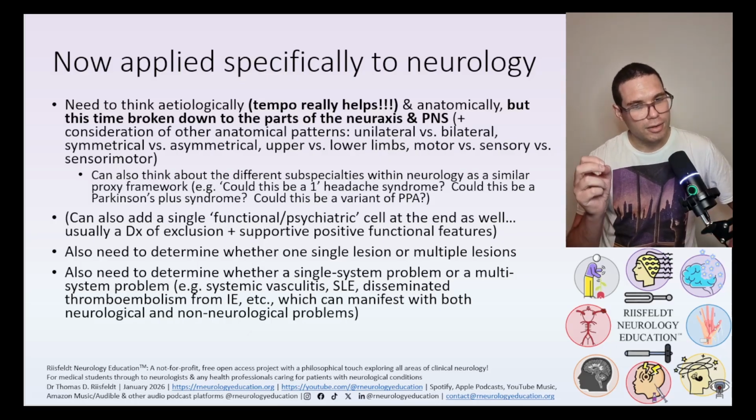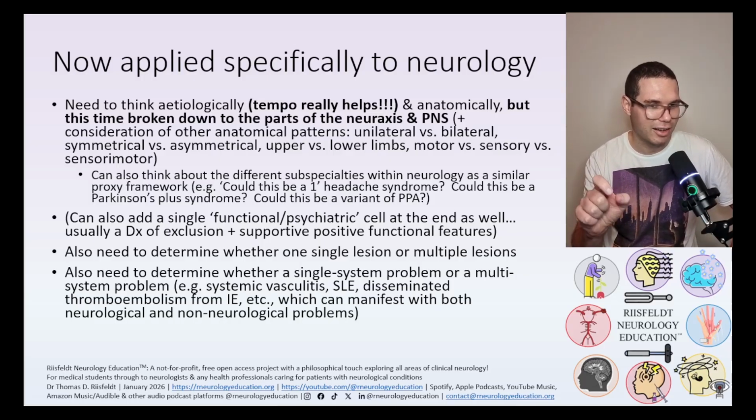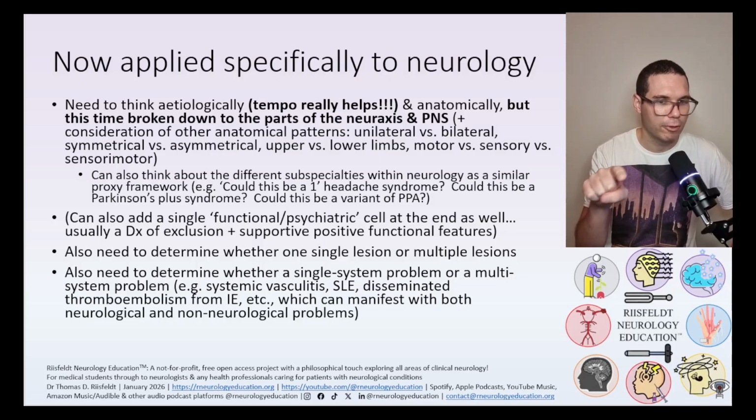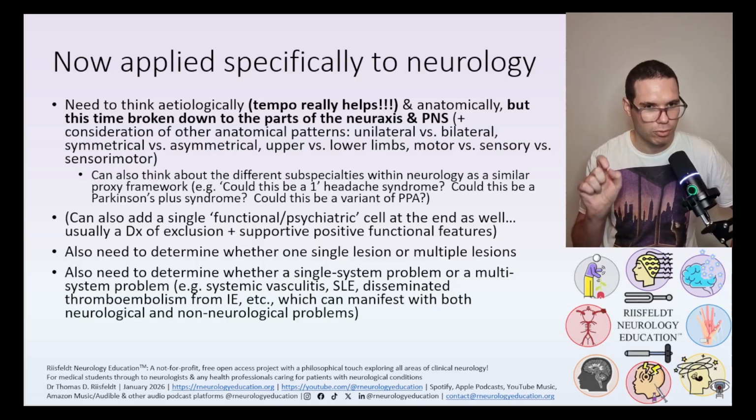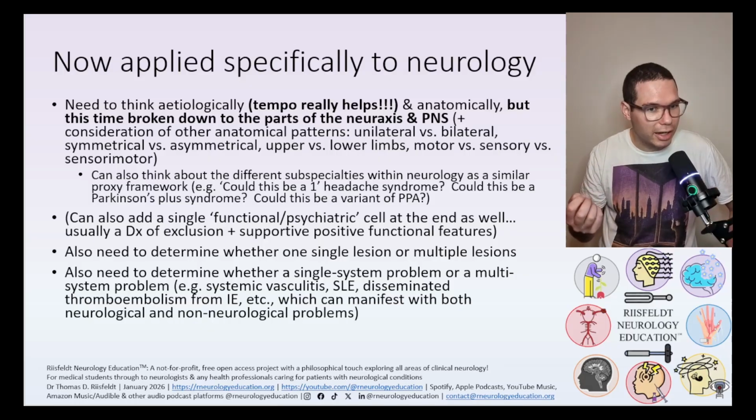The other thing is in neurology, sometimes the diagnosis ends up being functional or psychiatric. So you can just add a single cell, not a row or a column, but just a single additional cell for a functional or psychiatric cause of the problem. Now, in reality, this is usually a diagnosis of exclusion with supportive additional positive features in order to make a diagnosis of a functional condition.